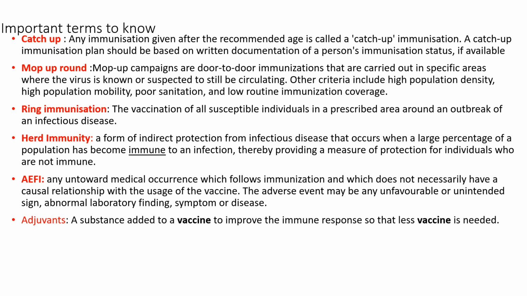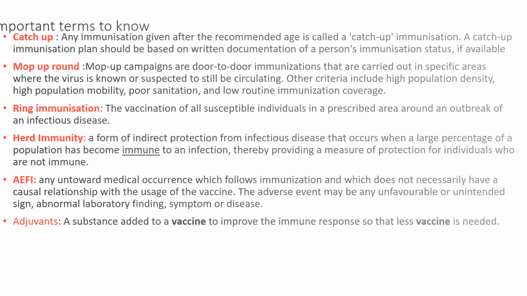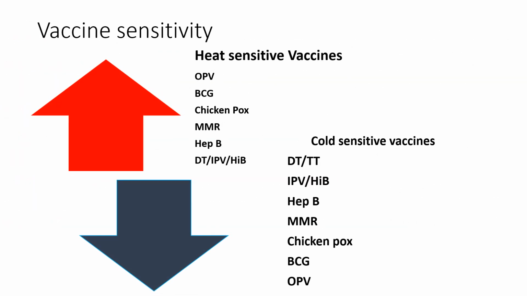Some important terms in this context, apart from the ones I mentioned, that is vaccination, inoculation, immunization and vaccine, are catch-up, mop-up round, ring immunization, herd immunity, adverse effects following immunization, that is AEFI, and adjuvants. Do pause the slide and go through them. It is also very important to know the vaccine sensitivity: what are the heat sensitive vaccines, what are the cold sensitive vaccines. The most heat sensitive vaccine is the OPV, and the most cold sensitive are the T group of vaccines.